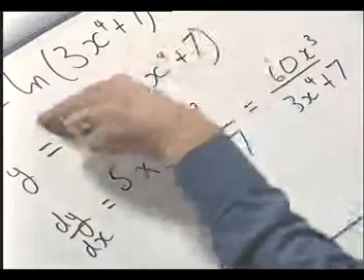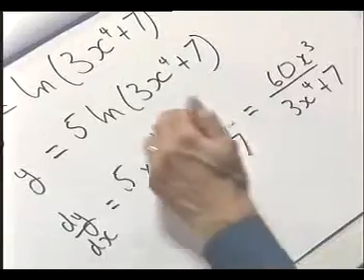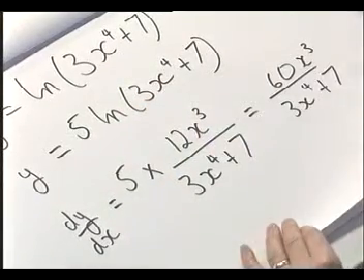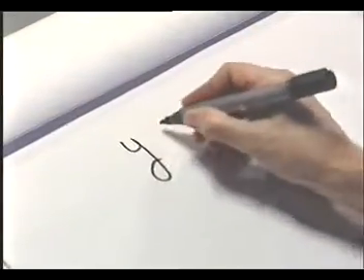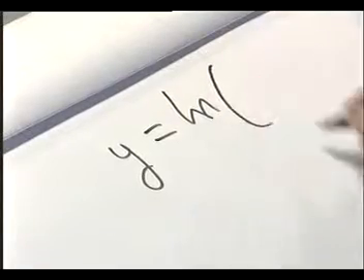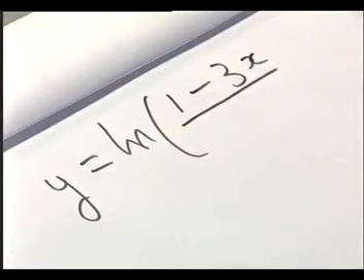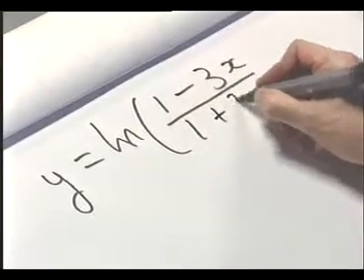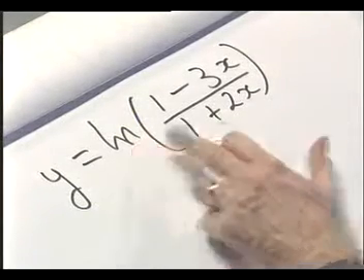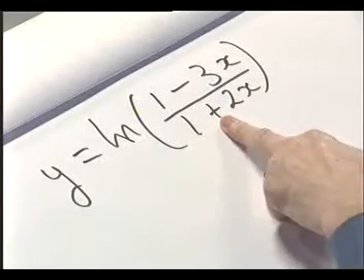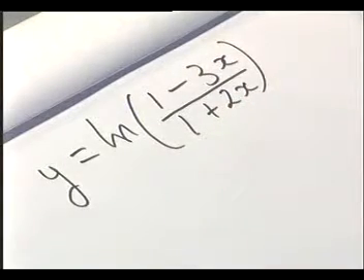And what looked like up here quite a fearsome derivative that we were going to have to do, here it's turned out quite simply. So let's have a look at another example. Supposing we've got y equals the log of 1 minus 3x divided by 1 plus 2x. Now, what we've got here is the log of a quotient. And there is a formula for differentiating a quotient. That's going to lead to a very, very complicated expression.